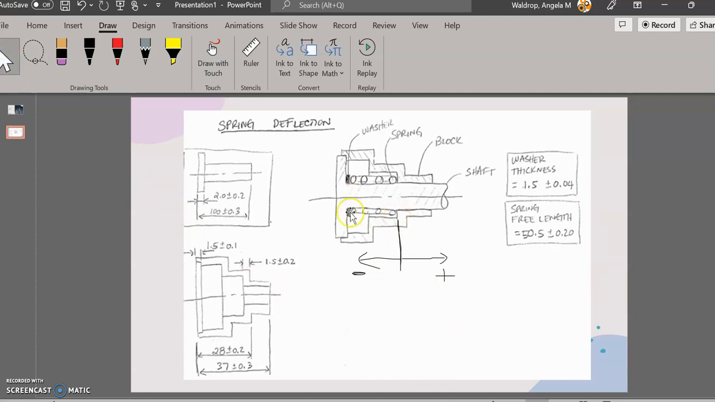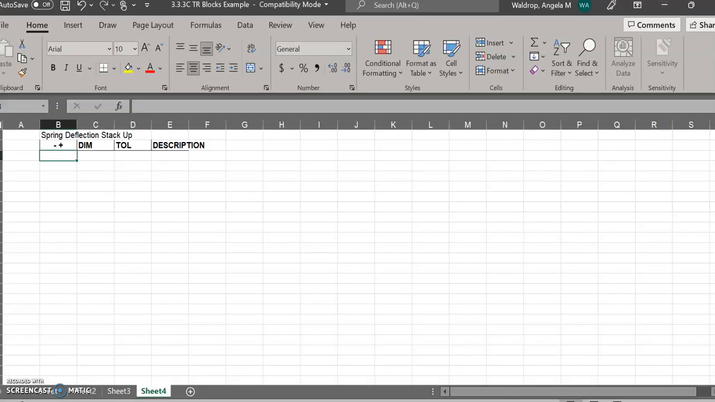The very first dimension is my spring free length. So I'm going to go ahead and put that in there, the 50.5 plus or minus 0.2. And you can see I already have my stack up outlined in Excel for us. So we're going to go ahead and put that dimension in, the 50.5 plus or minus 0.2. And I'm going to call that my spring free length. That would be the length of the spring if it were not engaged in anything. And that is always going to be negative.